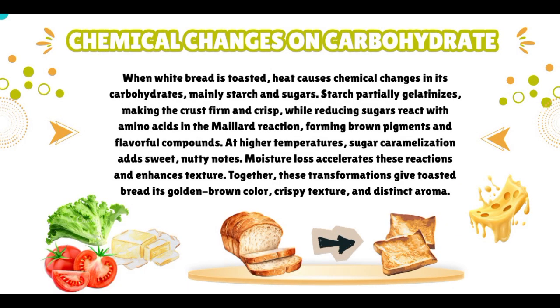When white bread is toasted, heat causes chemical changes in its carbohydrates, mainly starch and sugars. Starch partially gelatinizes, making the crust firm and crisp, while reducing sugar reacts with amino acids in the Maillard reaction, forming brown pigments and flavorful compounds. At a higher temperature, sugar caramelization adds sweetness and nutty notes. Moisture loss accelerates this reaction and enhances texture. Together, this transformation gives toasted bread its golden brown color, crispy texture, and distinct aroma.